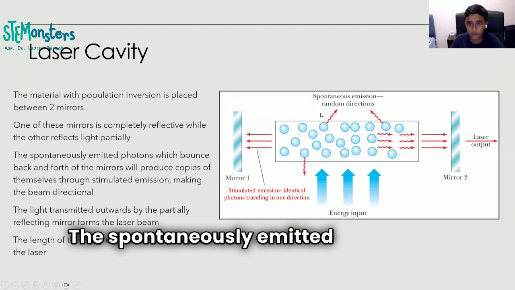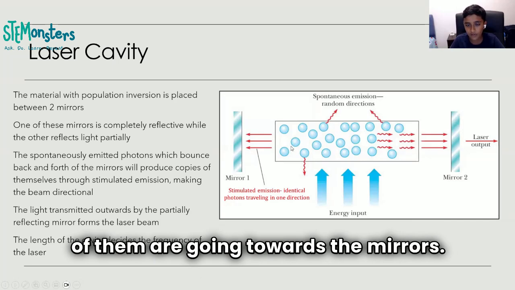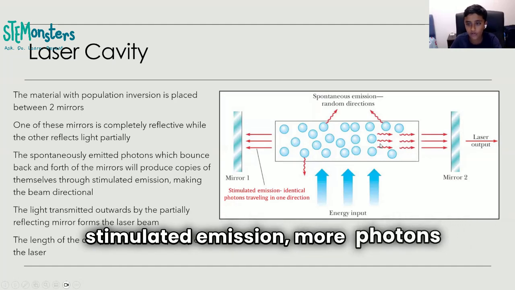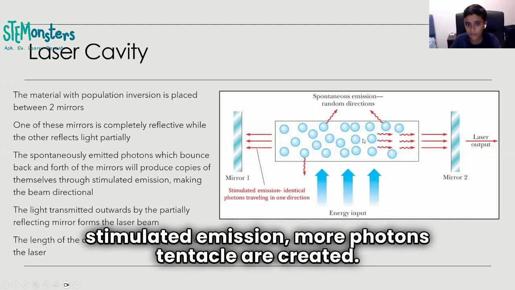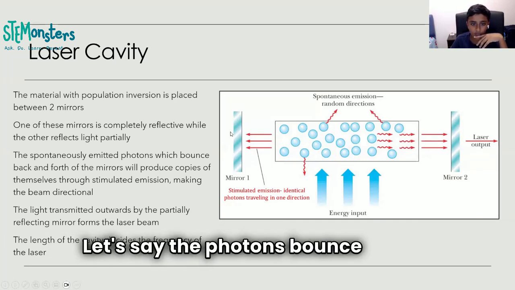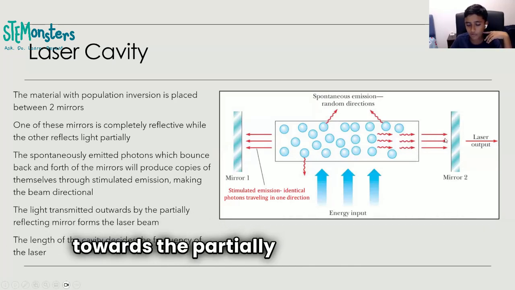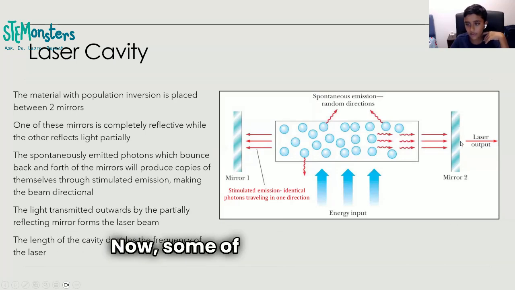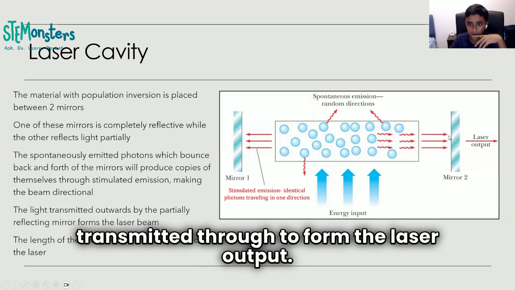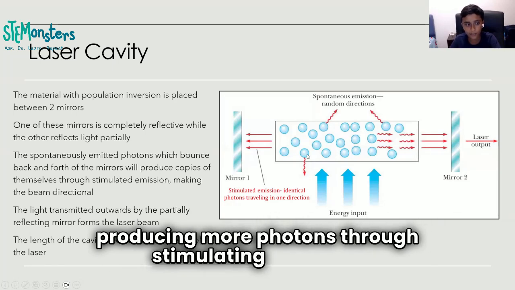The spontaneously emitted photons go everywhere, but some of them are going towards the mirrors. As they head towards the mirrors, through stimulated emission, more identical photons are created. Let's say the photons bounce off this mirror, which is completely reflective, then go towards the partially reflective mirror. Now, some of the light will be transmitted through to form the laser output. The rest will bounce back and keep producing more photons through stimulated emission.